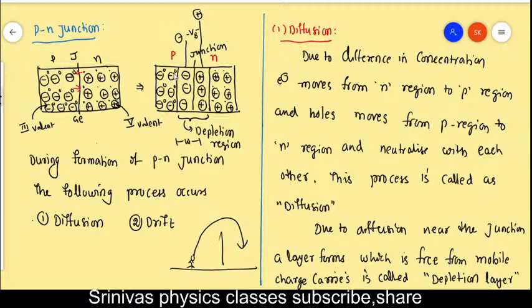Similarly, here the holes are there in the p region and electrons are there in the n region, but their movement will be stopped by this depletion layer which is formed across the junction. In the depletion layer, one side negative ions form, the other side positive ions form. The potential difference across the barrier is called the barrier potential or the potential barrier. Like this, the potential barrier is formed.